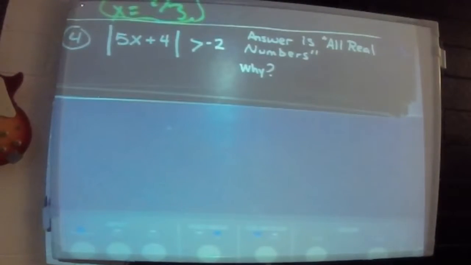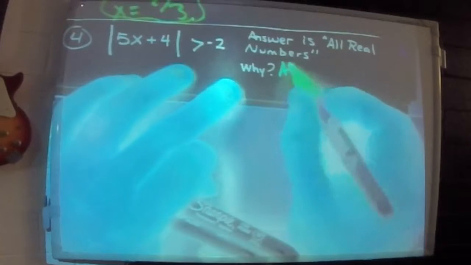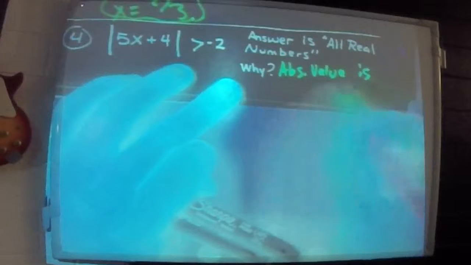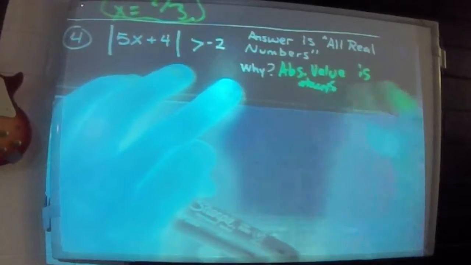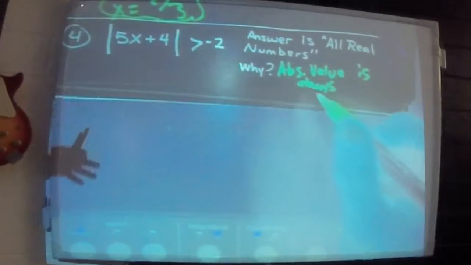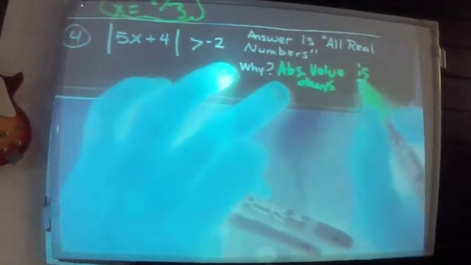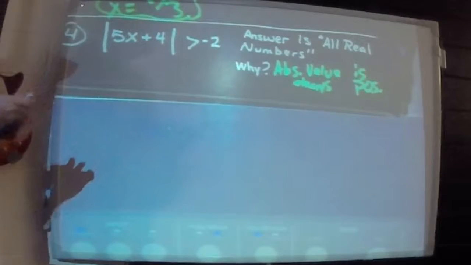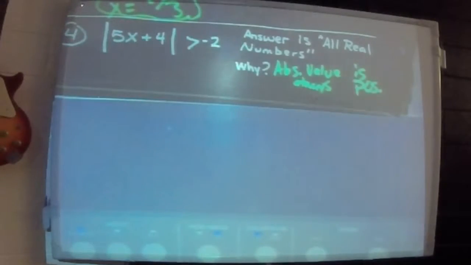So it's all real numbers because, same reason, absolute value is always, when it's all said and done, going to come out to be something positive. So no matter what number you think of, if you put it in this box, it's going to work itself out, and it's going to end up being positive.